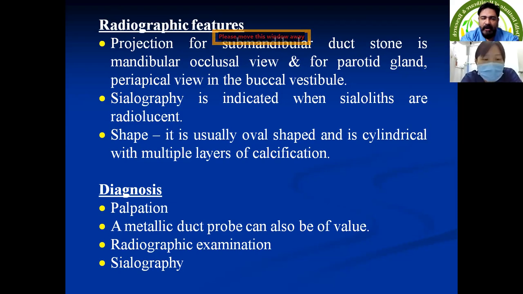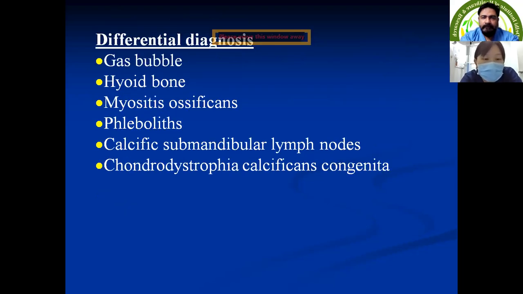Diagnosis is by virtue of palpation. Then a metallic duct probe can also be of value, along with radiographic examination and sialography. Differential diagnosis: there may be a gas bubble or sometimes the hyoid bone camouflaging it. Also myositis ossificans, then phleboliths, then calcified submandibular lymph nodes, or chondrodystrophic calcification. But most of the time it is mistaken for the hyoid bone or a gas bubble.